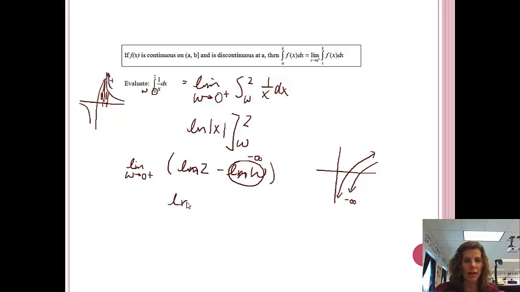So I have ln 2 minus negative infinity, which will be turned to plus infinity. So you'll notice I get the natural log of 2 plus infinity, which is definitely infinity. So this area diverges. So we actually do not get an answer for that area. So hopefully now you can find the integral if we have a discontinuity on the lower bound.